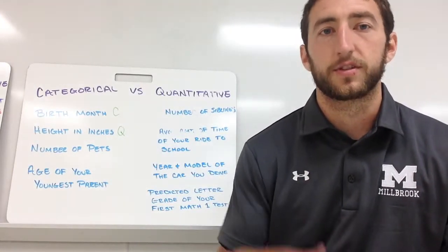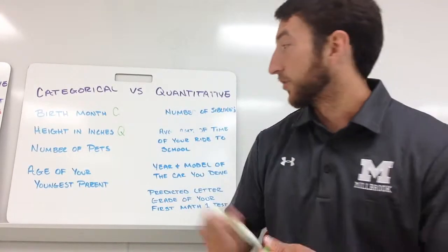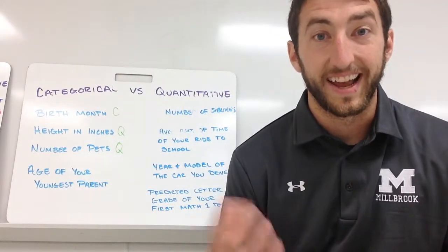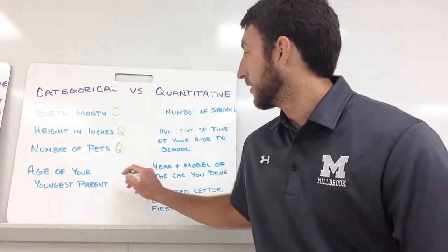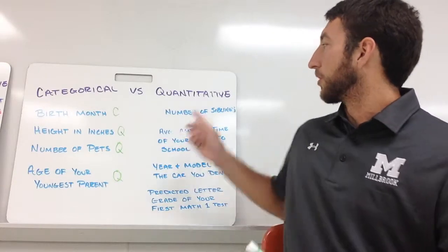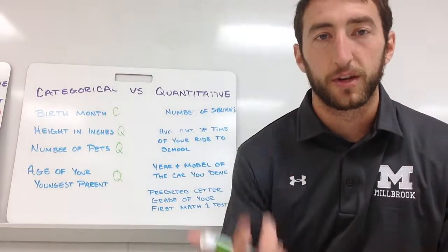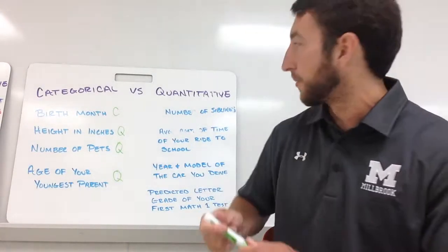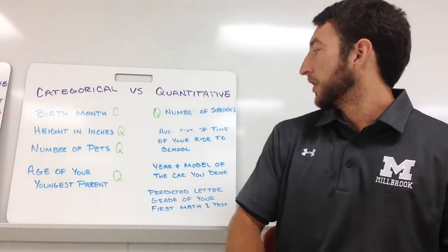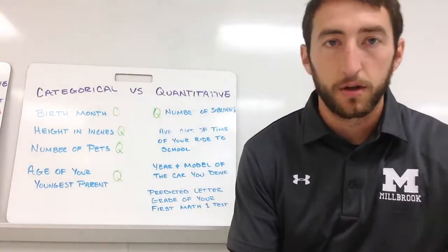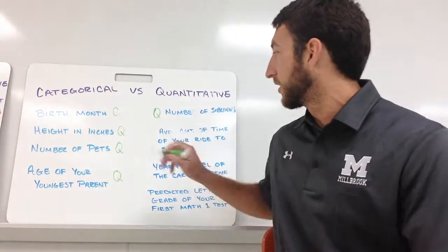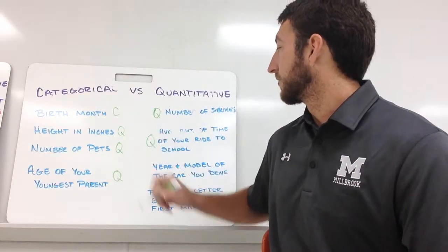Number of pets, so this is countable, so then it's going to be quantitative. The age of your youngest parent, age measurable by years, that is also quantitative. The number of siblings that you have, this is also countable, this is also measurable. You can measure the number of siblings that you have, so that will be quantitative. Alright, the average amount of time on your ride to school, and this is measured in minutes, so then it's measured is the key word there, so it's going to be quantitative.